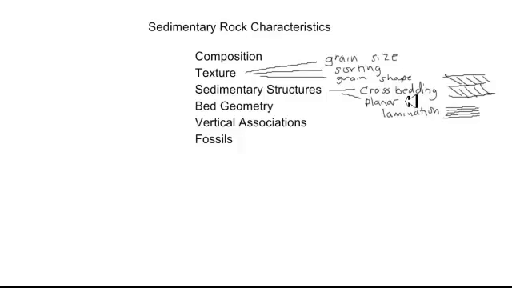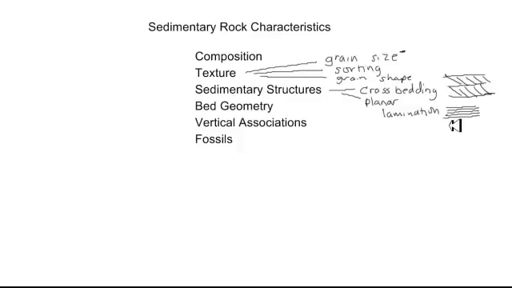Okay, the planar lamination, that can form in either really low energy settings. So if we saw the planar lamination in mud-sized sediments, right, we'd think, okay, kind of still water, maybe on the bottom of the deep part of a lake or deeper in the ocean, and the very, very fine-grained muddy materials can then settle out of the still water.